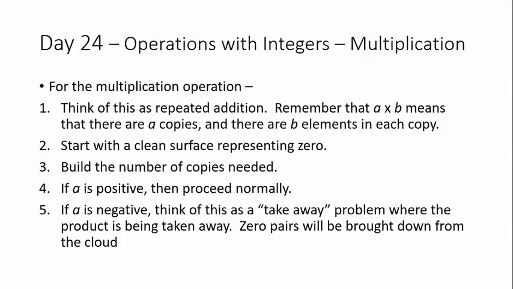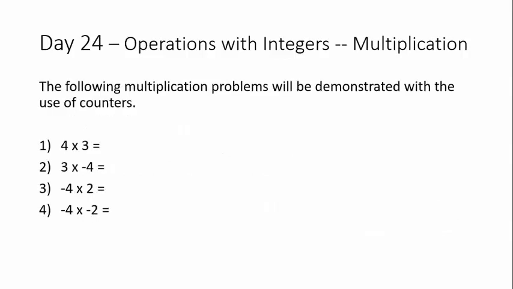We'll start with a clean surface representing 0. We'll build the number of copies needed. If a is positive, we will proceed normally. If a is negative, we'll think of this as a takeaway problem. We'll also be using 0 pairs when necessary. We want to look at these 4 multiplication problems. Follow along as I demonstrate these with the colored counters.